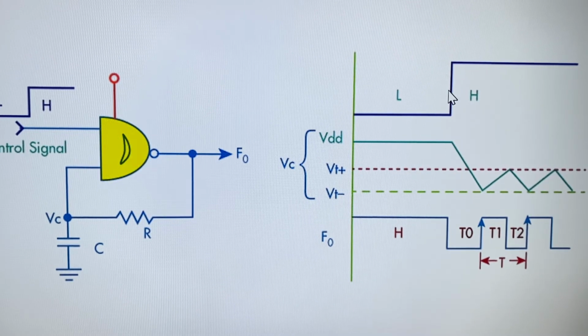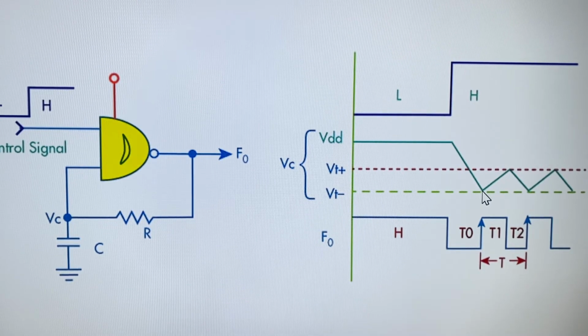When the control signal goes high, because the capacitor was fully charged, now the output goes to logic low, which is T0. And the capacitor starts discharging. Even though you see here a straight line, it is not a straight line, it is a logarithmic graph. So the capacitor starts discharging, crosses VT plus, and then reaches the negative threshold voltage, VT minus.